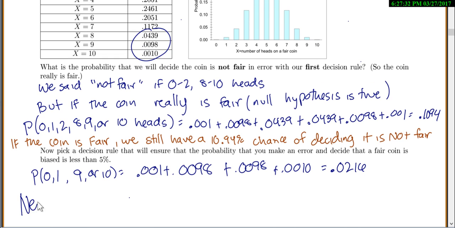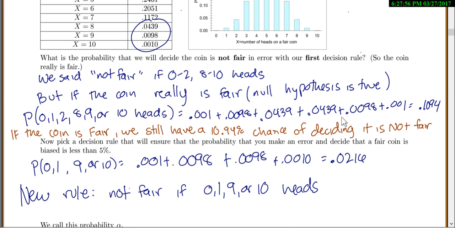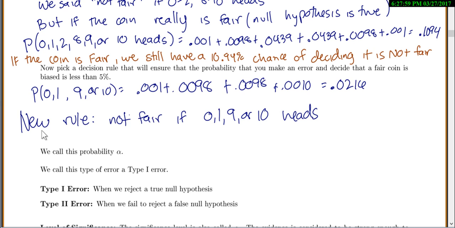So our new rule is we would say not fair if 0, 1, 9, or 10 heads. And what that will do for us is it makes the probability of taking a fair coin and deciding it's not fair down below 5%. So it reduces the probability of a specific error. So this probability that we just found here, 0.0216, that's going to be equal to what we call alpha, or our significance level.